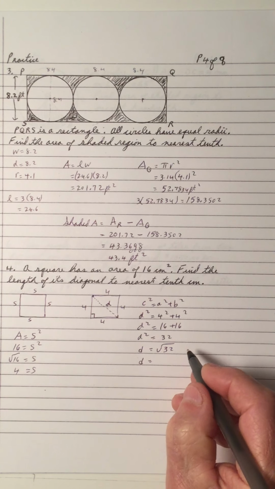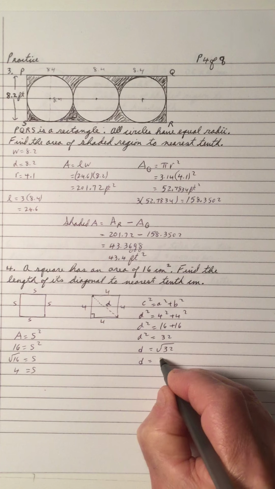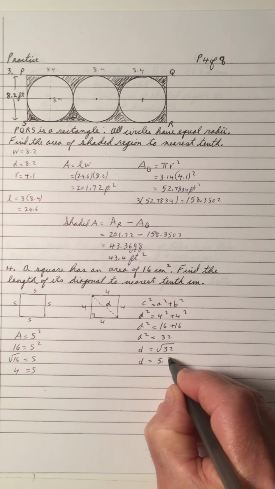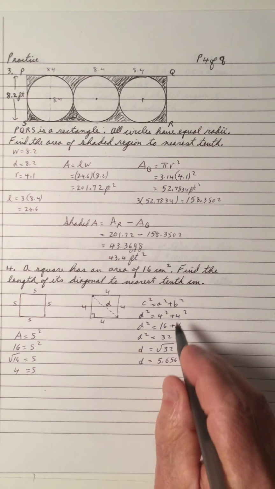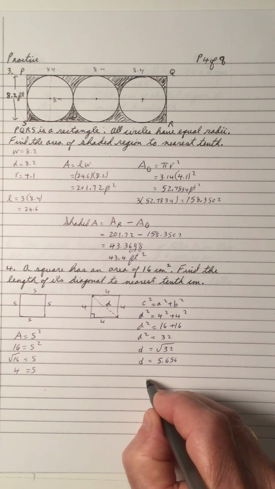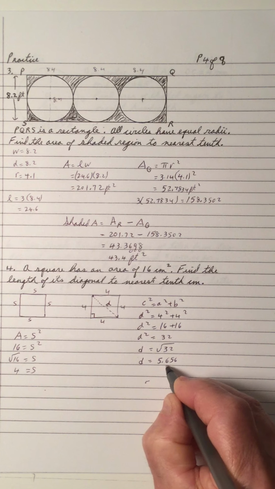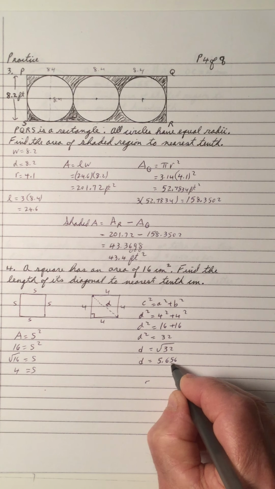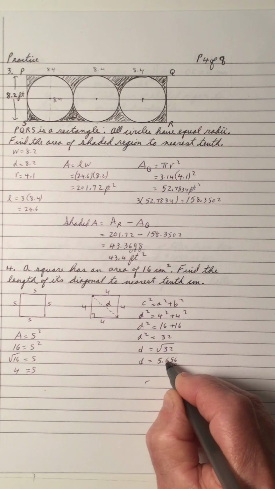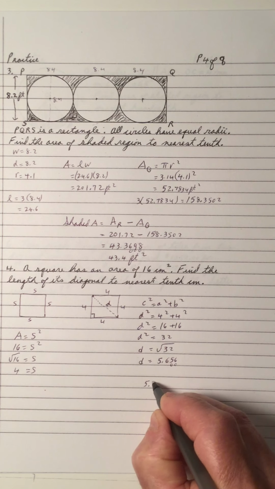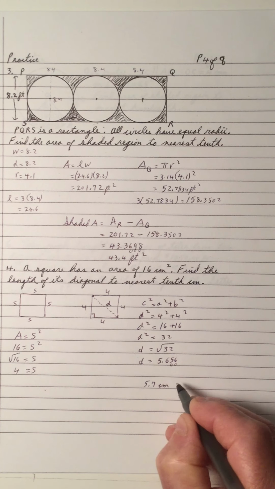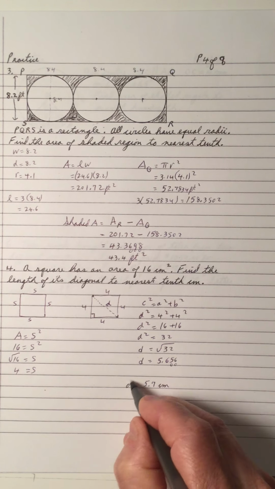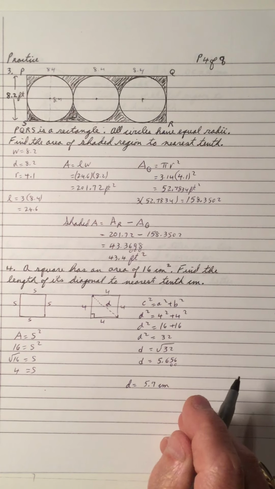And when we work that out with a calculator, the square root of 32 is 5.656. And we want the answer to the nearest tenth. So the answer is, again, the tenths are right here. So these two become zeros. And 5 or greater, add 1 to the 6. So it's 5.7, and it's in centimeters because it's just a length. So the length of the diagonal is 5.7 centimeters.